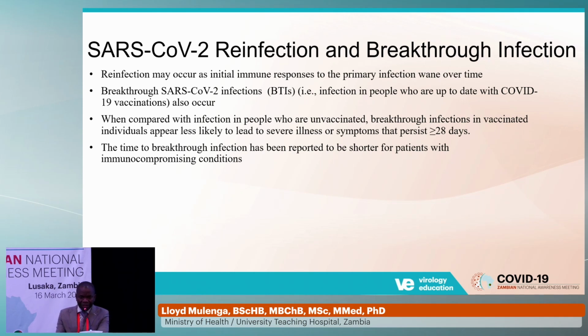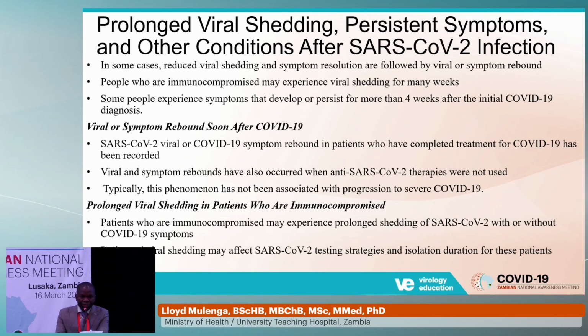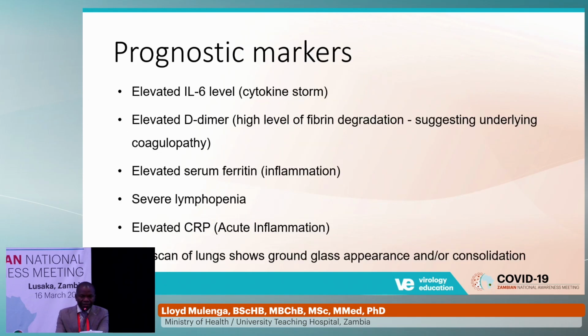However, the time to breakthrough infection has been reported to be shorter for those patients with immunocompromising conditions as well. We have, of course, prolonged viral shedding, which has been recorded. We've recorded even here prolonged viral shedding for those that are immunosuppressed, those that have HIV, compared to those that do not have HIV.